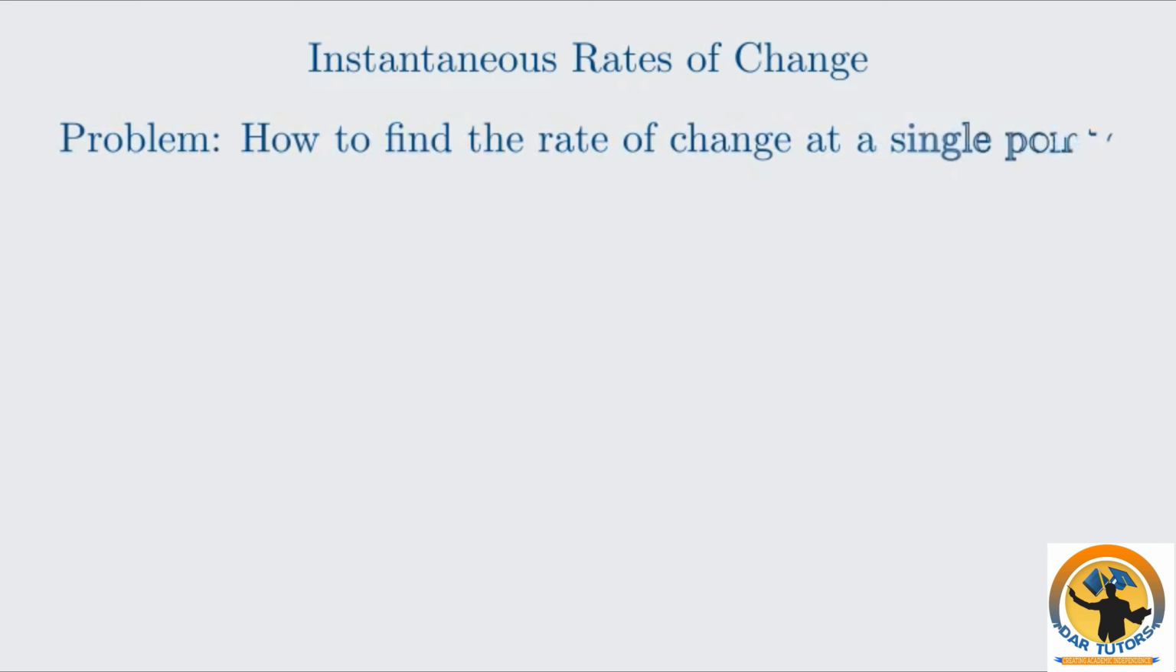How can we find the rate of change at a single point on a curve? We can't use the average rate of change formula directly because we only have 1 point, not 2. We need a way to get infinitely close to that point. This is where the idea of a tangent line comes in.